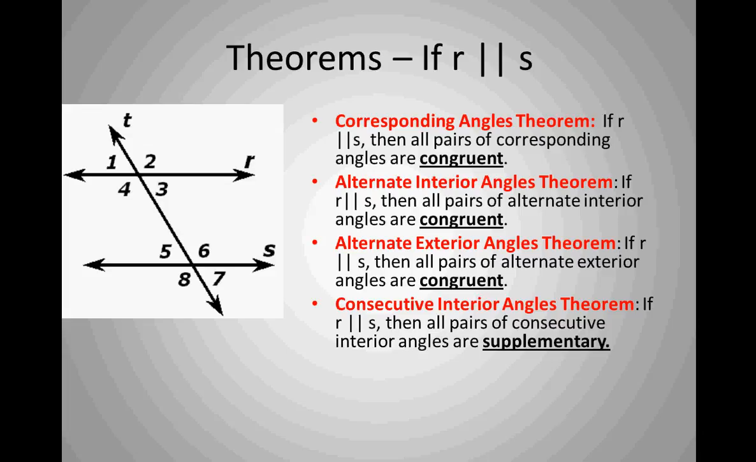All right, the final theorem is just a tad bit different. The consecutive interior angles, like angle 4 and angle 5, or angle 3 and angle 6: if lines R and S are parallel to one another, then those pairs of angles are supplementary, meaning they add up to 180 degrees. So these are the four rules that we're going to use as we walk through the different examples that we have here. We're going to start some examples now. If you need to get caught up and write these down, please pause the video.